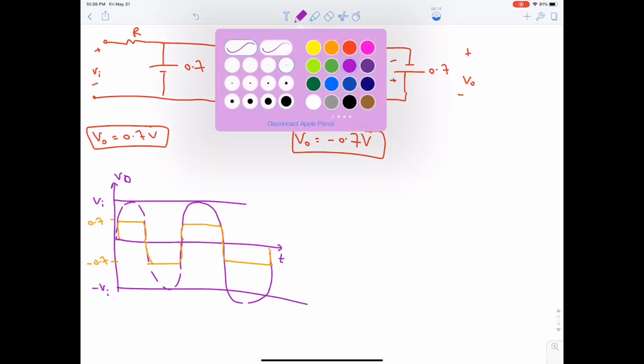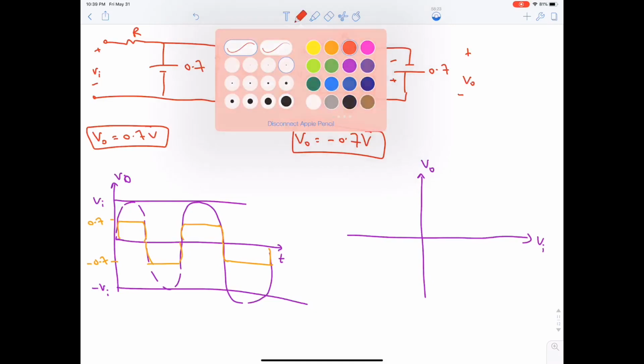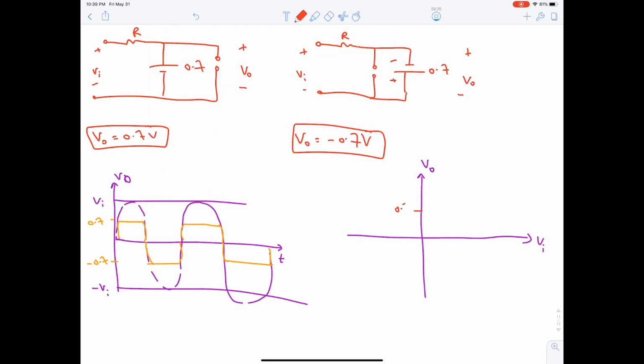For the transfer characteristic, if Vi is positive, then it's 0.7, and if it's negative, it's minus 0.7. So the graph will look like this, going through the origin. It's like this. Anyhow, it should be a straight line. You got the point. Okay. Moving on.